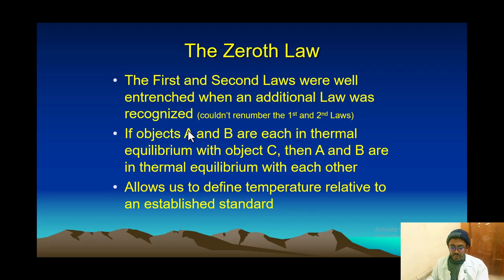So if objects A and B are each in thermal equilibrium with object C, then A and B are in thermal equilibrium with each other. This allows us to define temperature relative to an established standard. It could be in terms of Fahrenheit, Celsius, or Kelvin, but it's about this. If you have three objects A, B, C, and A and B are in thermal equilibrium, and B is in thermal equilibrium with C, then C is in thermal equilibrium with A.